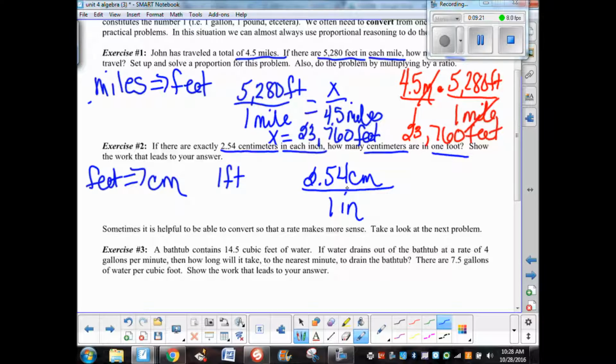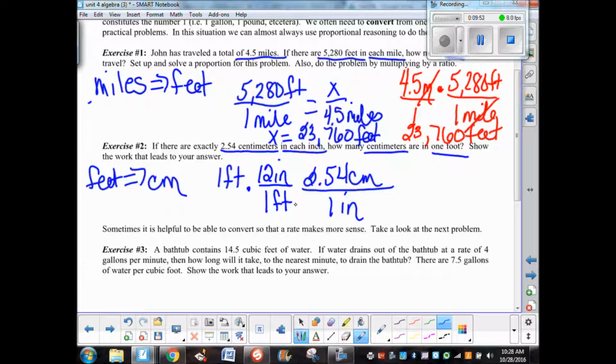All right, so I've got feet, I've got centimeters, I've got inches. I need something to tie those 2 together in the middle here. So background knowledge, inches in feet. What do you know about how many inches are in a foot? How many inches are in a foot? Hopefully you're saying 12. So now we have 12 inches in 1 foot.